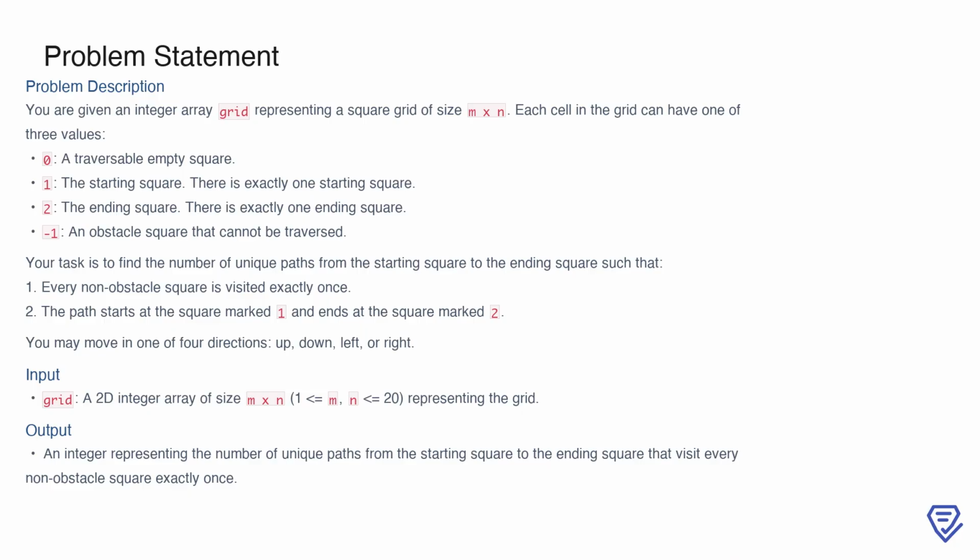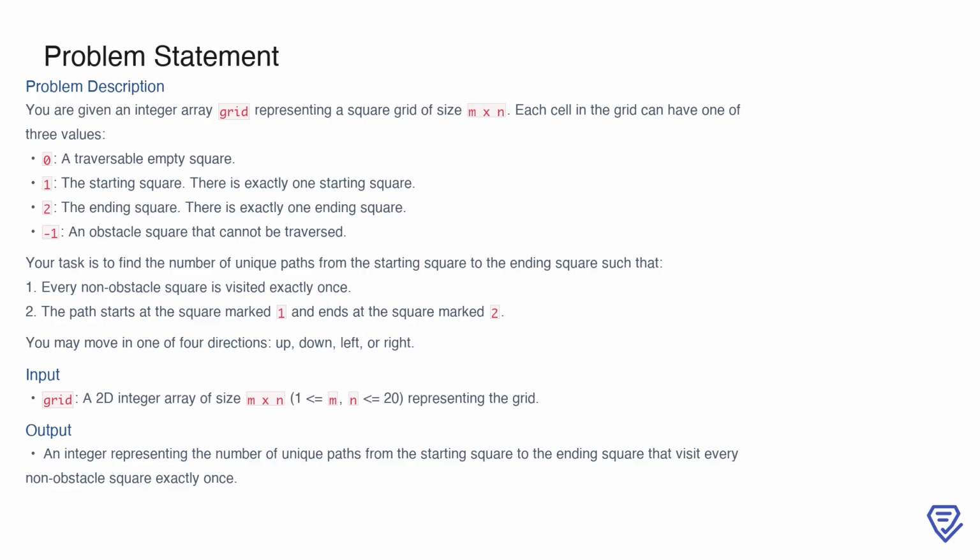The goal is to find the number of unique paths that start at the square marked with a 1 and end at the square marked with a 2, under two key conditions. First, every non-obstacle square must be visited exactly once during the path. Second, the movement is restricted to the four cardinal directions: up, down, left, and right.